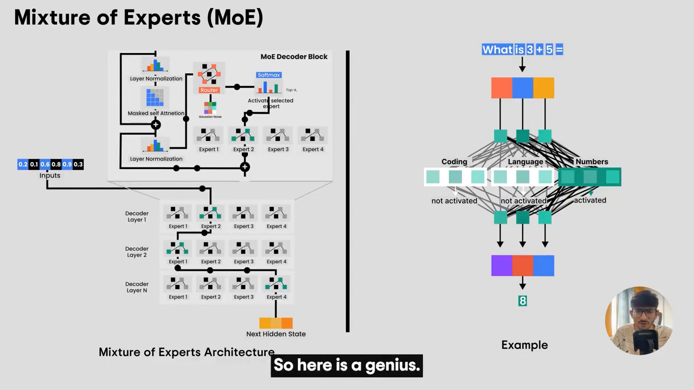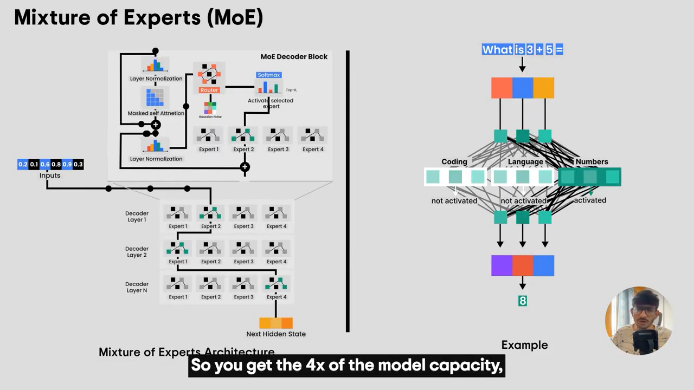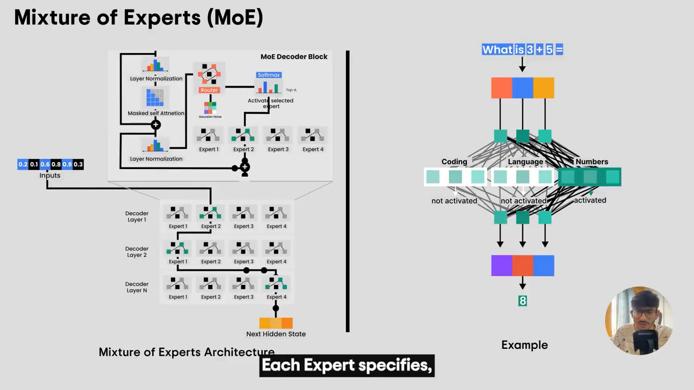So here is the genius. You can have 8 experts but only use 2 per token. So you get 4x the model capacity, but only 25% of the computational cost. Each expert specializes, one for numbers, one for language, or one for code, etc.